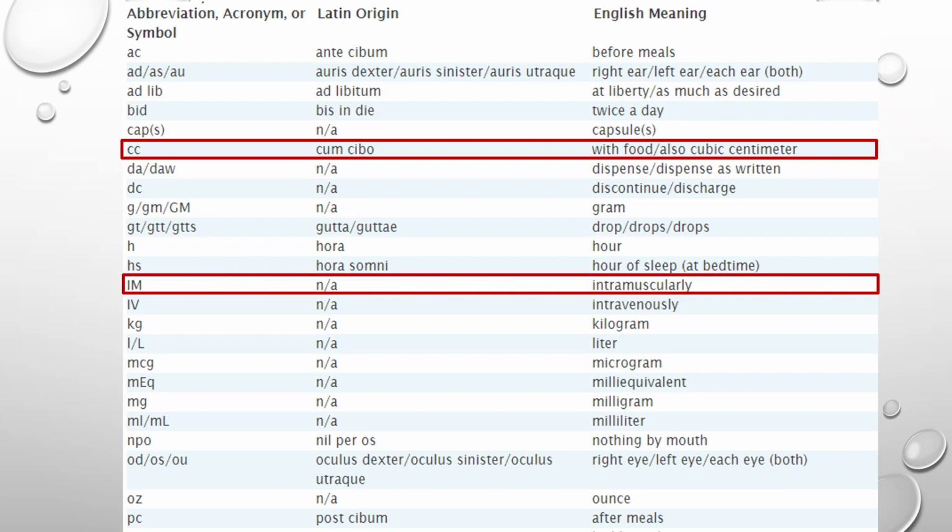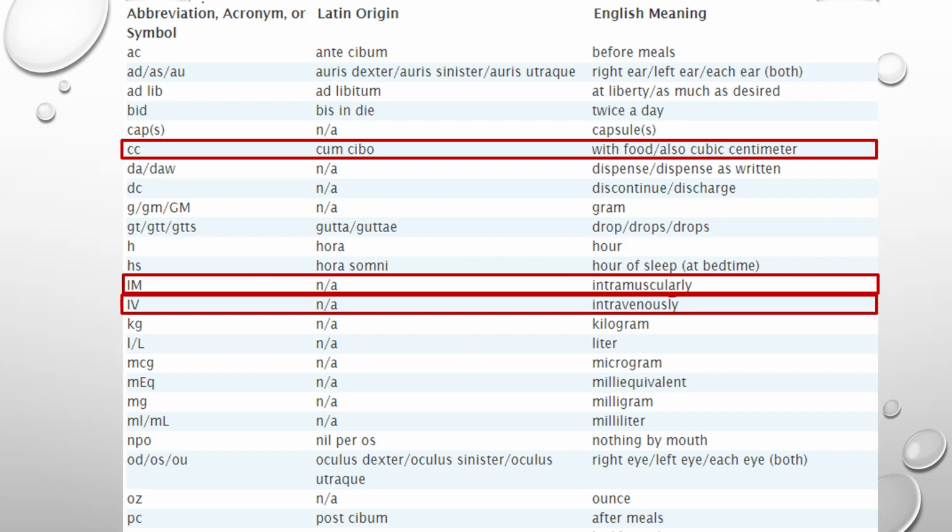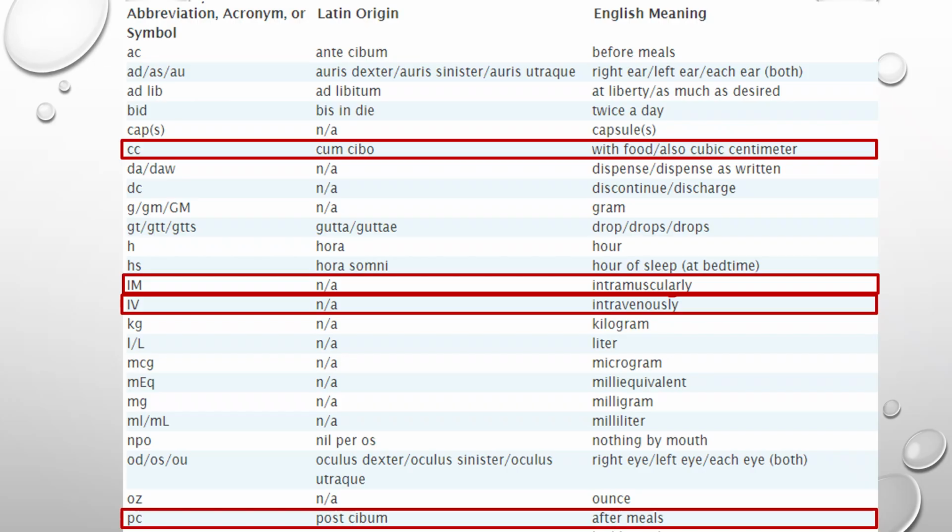IM, so some of our injections. So IM stands for intramuscular. So that's how that's going to be given. IV, intravenous, most of us know that one already. PC, so post cibum, I don't care that you know what the abbreviation stands for, but know what the abbreviation really means. So PC means after meals. So it's important whenever talking to a patient or understanding that prescription. Sometimes this is part of the instruction. So that's a medication that has to be given after their meals.